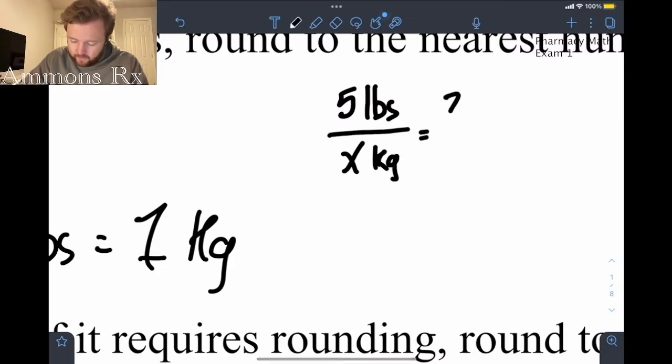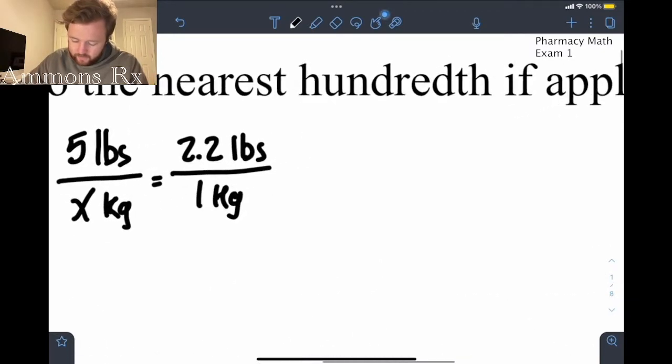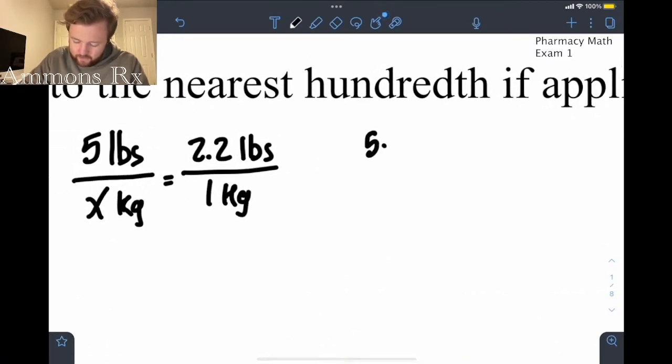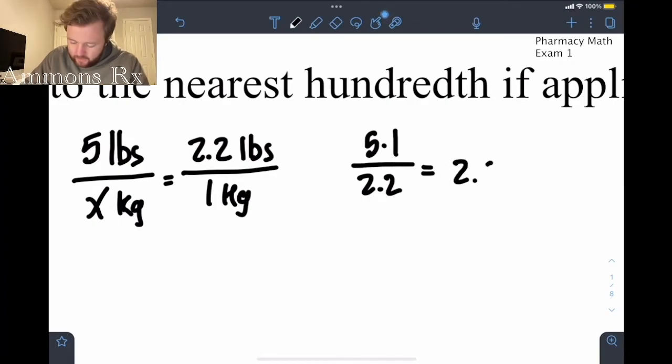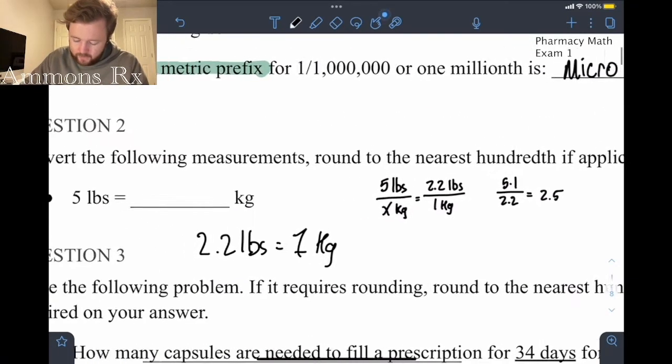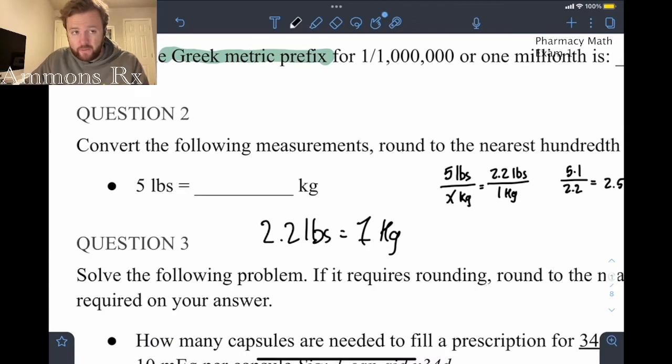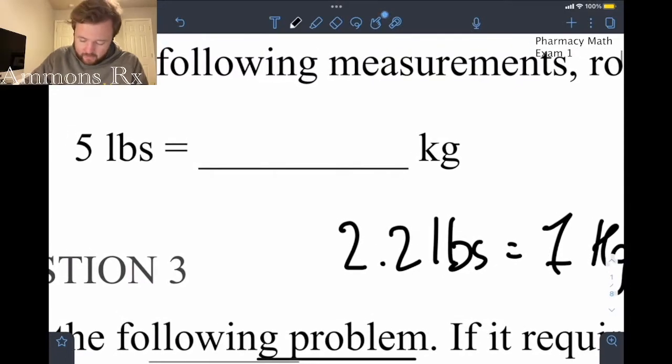And over here we have our conversion rate. Remember to keep your units the same on the top. And then we have 1 kilo. That is our unit conversion. So that turns into 5 times 1 divided by 2.2. And you should get around 2.5, which makes sense because the conversion rate is about 2 pounds for every kilo. So it would just be 5 divided by 2.